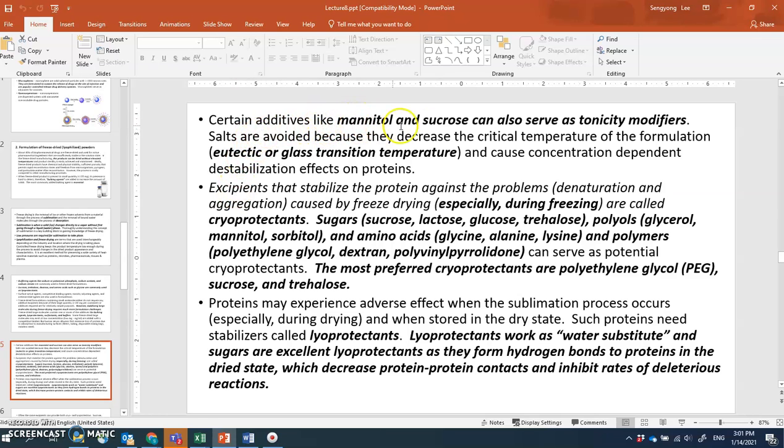We talked about it, and sucrose as tonicity adjuster modifiers. So instead of adding sodium chloride, you can add mannitol and sucrose to adjust the concentration of the salt. Salts are avoided because they decrease the critical temperature of the formulation. Normally for tonicity adjusters, sodium chloride can be used in many other formulations, but for freeze drying, you don't want to do that. Sodium chloride will especially change the eutectic and glass transition temperature.